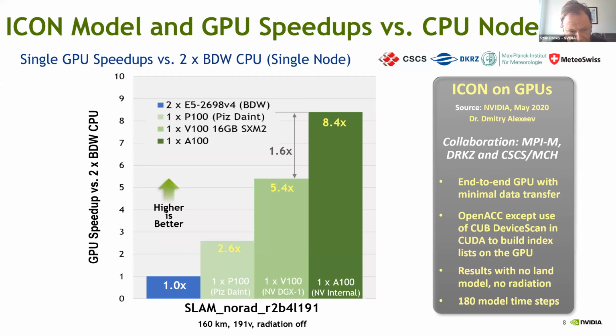And this is a relatively coarse resolution here, 160 kilometers and 191 vertical layers. And we chose this particular configuration because it would fit on the single memory of the GPUs that you see shown here. The smallest would have been the P100 on Piz Daint with, I think, 16 gigabytes of memory. The V100 also 16 gigabytes on a DGX-1 system, and then the A100 on Selene at 40 gigabytes. And you also notice that between the V100 and A100, we're nearly achieving the memory bandwidth ratio performance. I showed it earlier as 1.7x, and here we're getting 1.6.